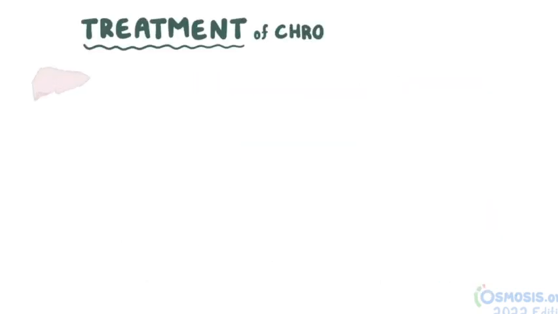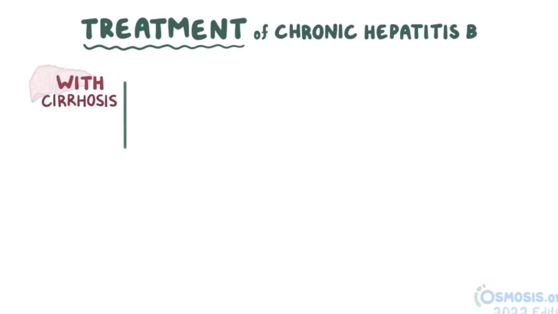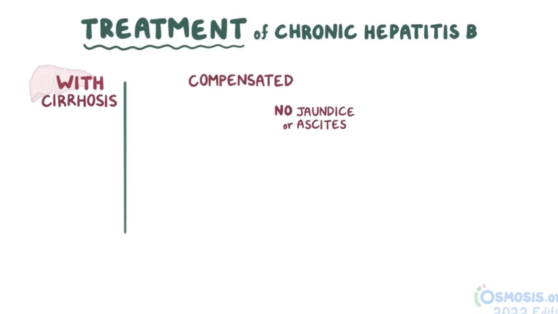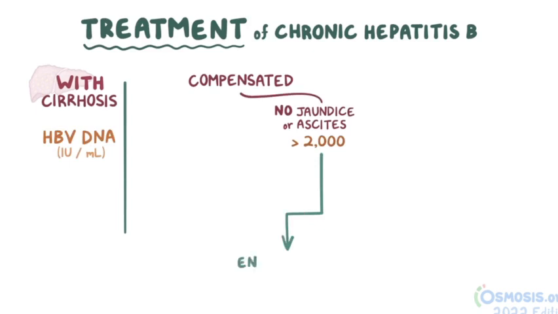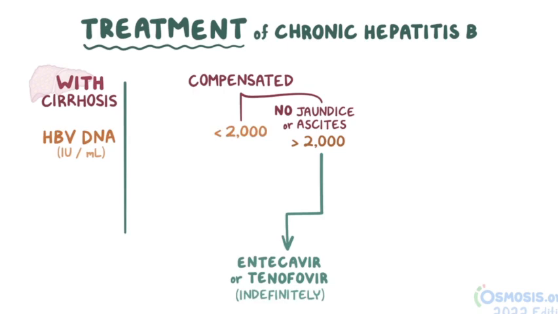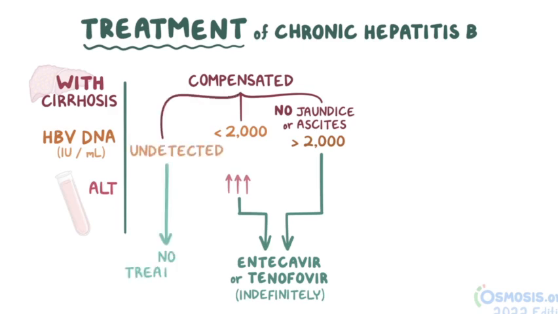On to treatment for chronic hepatitis B with cirrhosis. First, in individuals with compensated cirrhosis, when there's no jaundice or ascites, and HBV DNA is above 2,000 international units per milliliter, entecavir or tenofovir are given indefinitely. In individuals with compensated cirrhosis and HBV DNA levels below 2,000 international units per milliliter, entecavir or tenofovir is given only if ALT levels are elevated. And in individuals with compensated cirrhosis, if HBV DNA levels are undetectable, then no treatment is started.